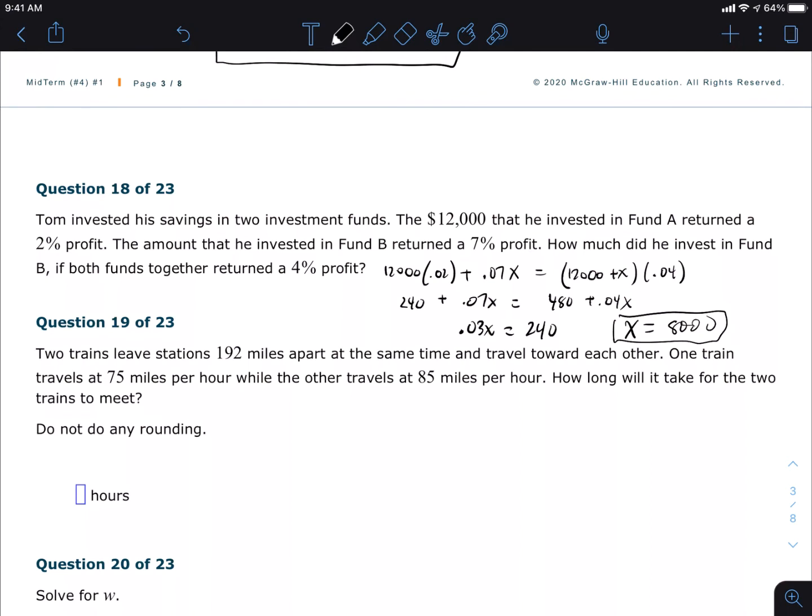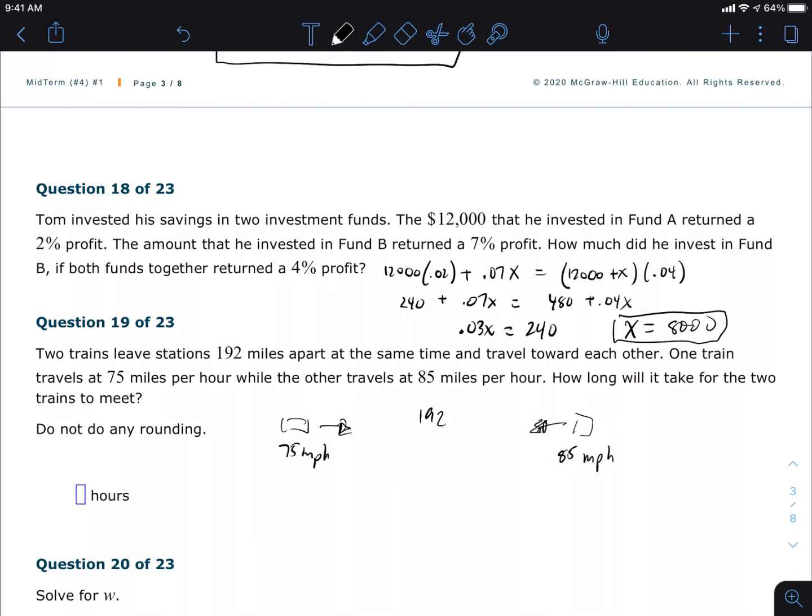Okay. The two train problem. So there's two trains. Here's a train. Here's a train. They're going towards each other, right? And the gap between them is 192 miles. One train is going 75 miles per hour.